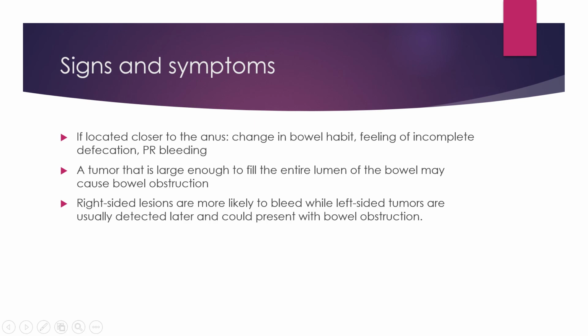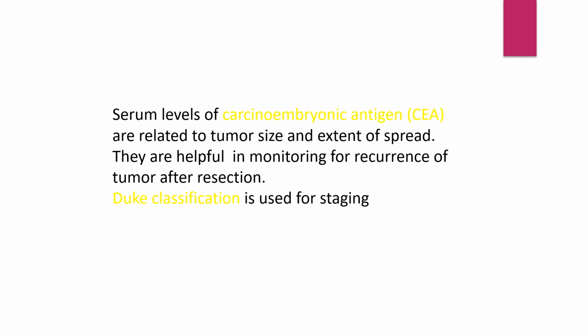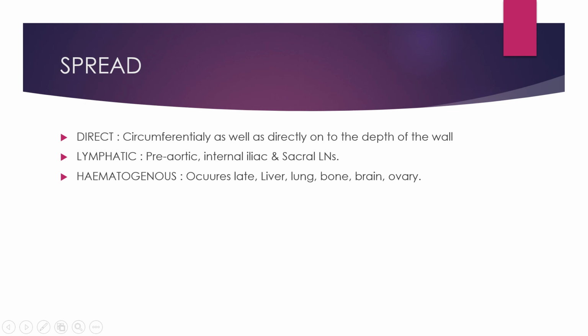These are signs and symptoms. If located closer to the anus: change in bowel habit, feeling of incomplete defecation, and pararectal bleeding. Right-sided lesions are more likely to bleed, while left-sided tumors are usually detected later and could present with bowel obstruction. Serum levels of carcinoembryonic antigen are related to tumor size and extent of spread, so they are helpful in monitoring recurrence of tumor after resection. The Duke classification is used for staging of colorectal carcinomas. Spread of colorectal carcinoma is by direct spread, lymphatic spread, or hematogenous spread.